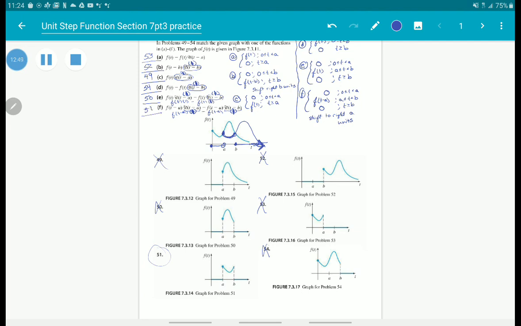So you can see how we can take these unit step functions, rewrite them in terms of piecewise functions, and then do some matching to help us get there.